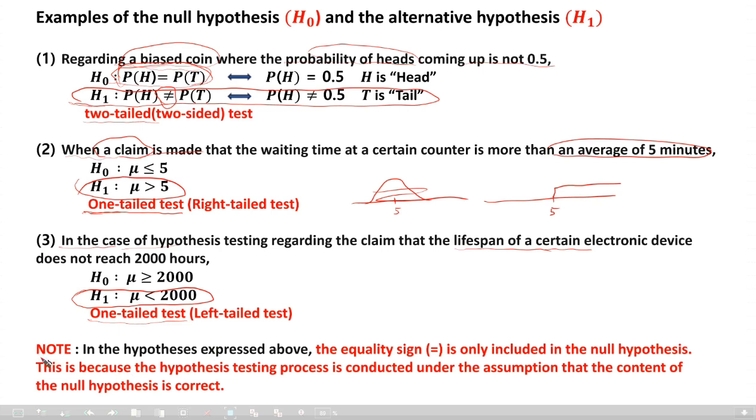So in a hypothesis, the equality sign is only included in the null hypothesis. This is also a basis of a hypothesis test. This is because the hypothesis testing process is conducted under the assumption that the contents of the null hypothesis are correct. So this is a note for the hypothesis test process.